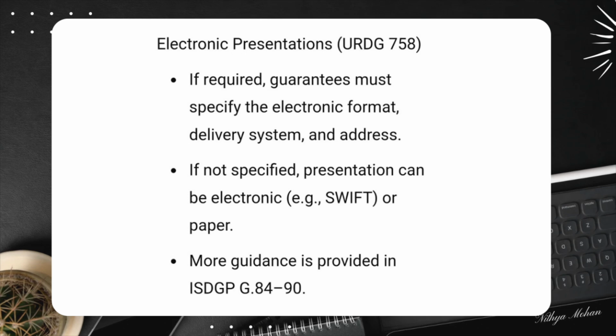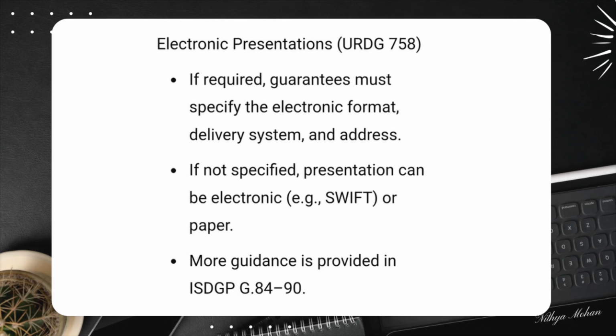Now let's look at key considerations for electronic presentations as per ISDGP G84-90. The International Standard Demand Guarantee Practice, or ISDGP, provides additional guidelines for electronic presentations under URDG 758. The important considerations are: first one, digital versus electronic records. A digital record exists only in digitalized form, for example Swift messages. An electronic record includes both digital records and scanned copies of physical documents.